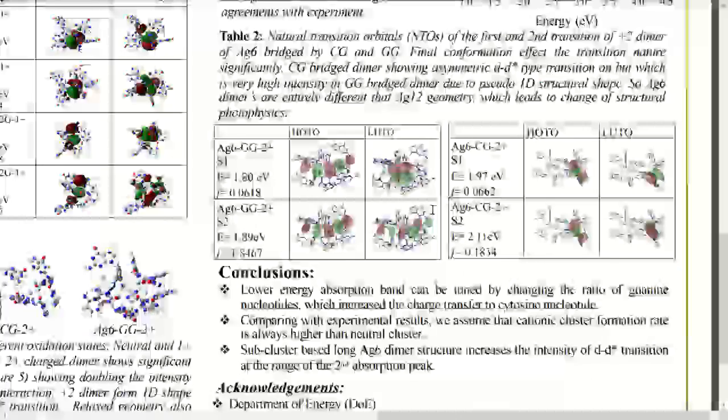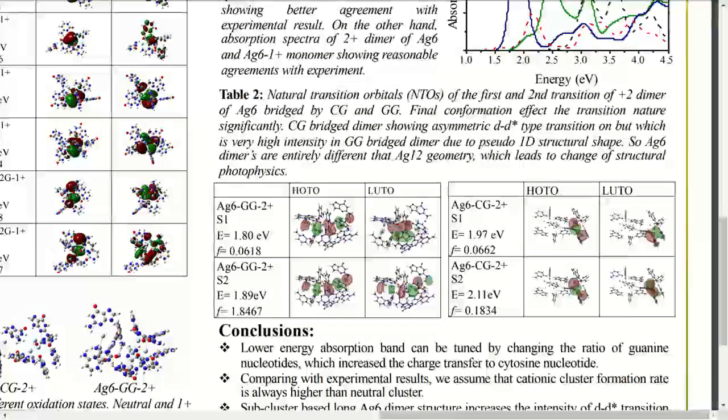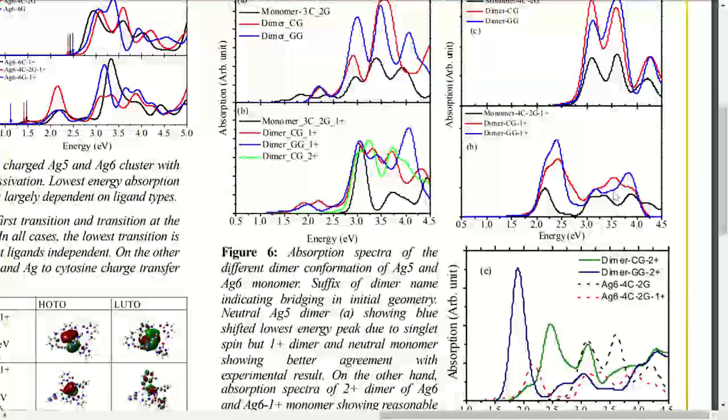So one thing we found is that in case they form the dimer in the guanine 2+, we saw that there are some interactions between this cluster, and ultimately we are getting nanorod-type conformations. And the effect of this nanorod formation you will see in the absorption spectra. This line is showing the dimer formation, and this red line is the monomer one.